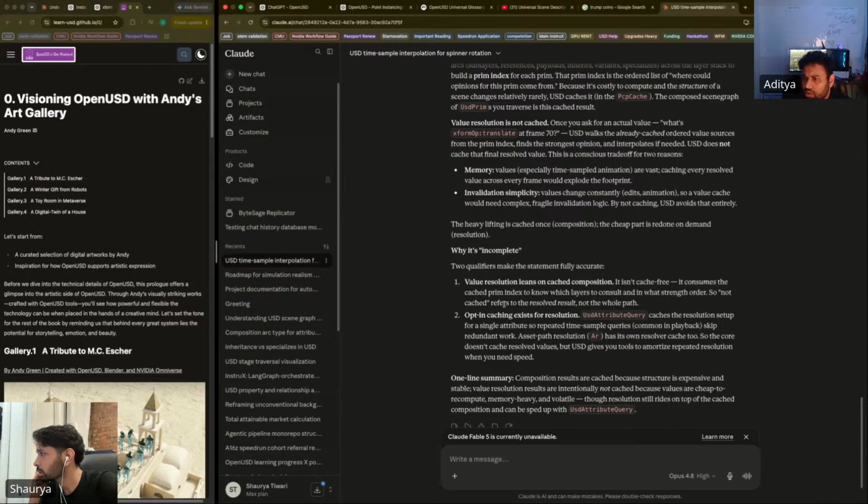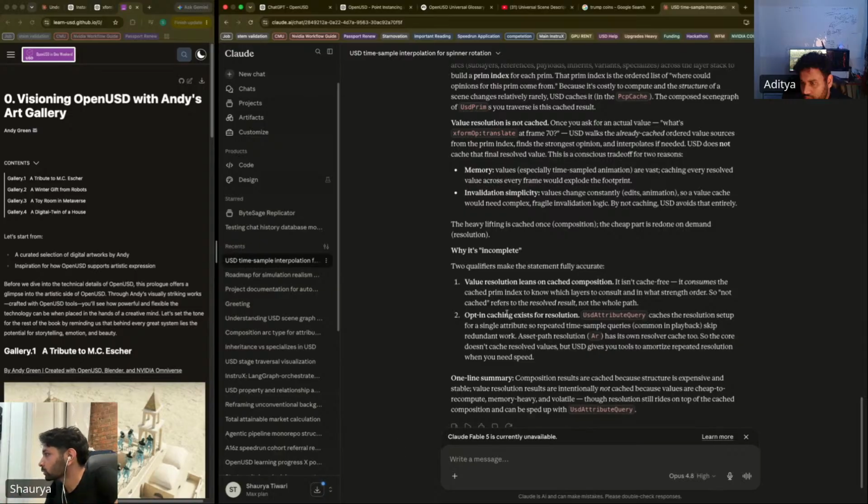Asset path resolution has its own resolver cache too.